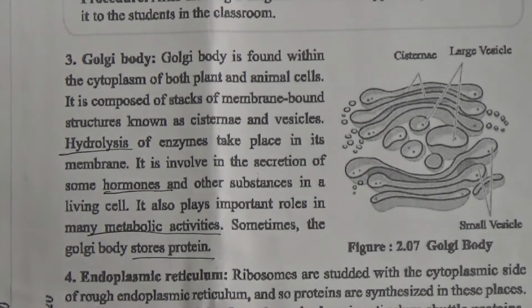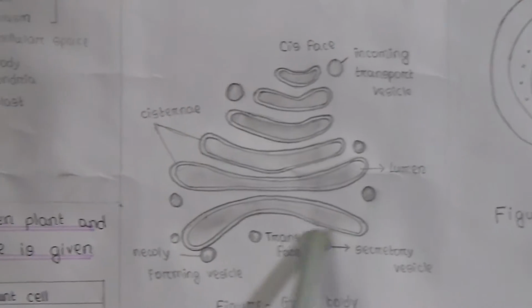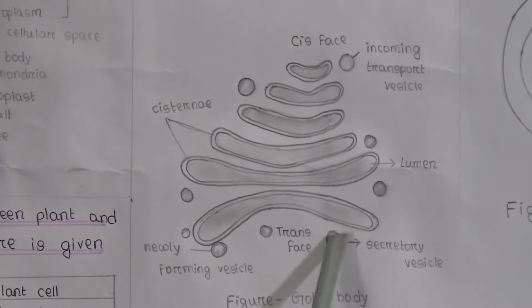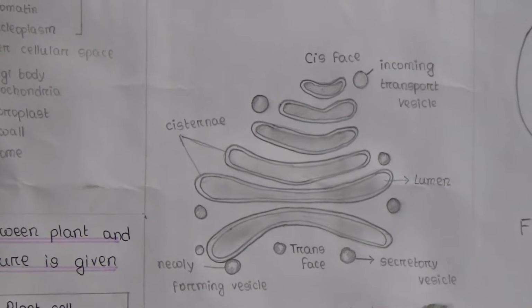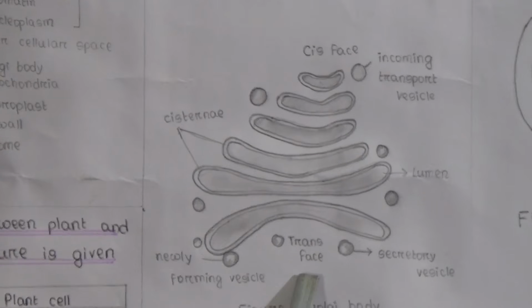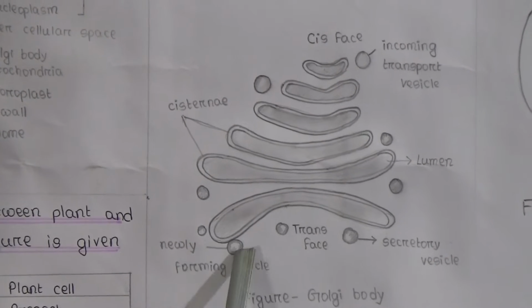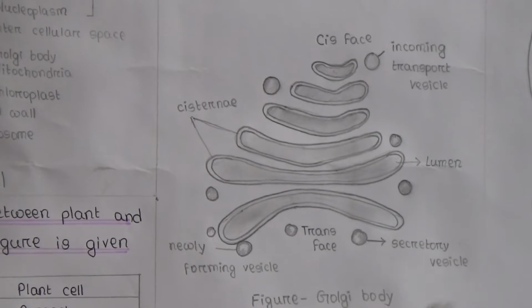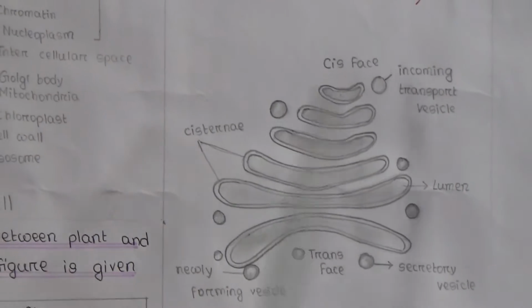So you can see the picture of a Golgi body here. It is the picture of a Golgi body: incoming transport vesicles, cisternae, and secretory vesicles. You can see here the small round-shaped structures called secretory vesicles, trans face, and newly formed vesicles. Here is the newly forming vesicle. You can see the figure of a Golgi body here properly.